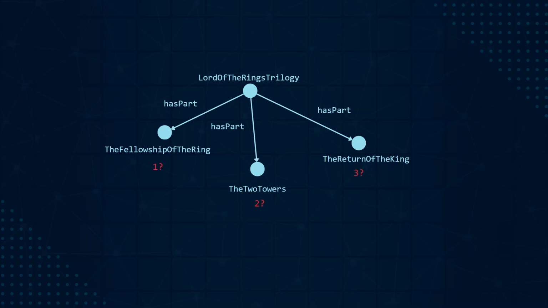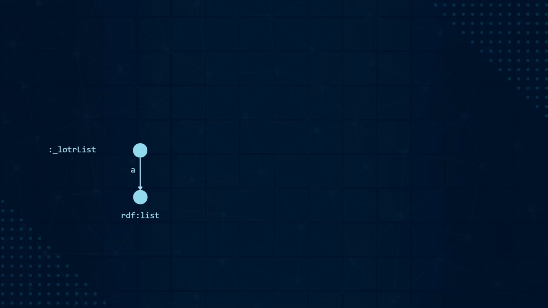But what about ordered sets? For example, how can I model that the Fellowship of the Ring is the first part of the Lord of the Rings trilogy? For this case, we use a special RDF vocabulary called RDF collection. Let's define that we have an ordered list called Lord of the Ring list, which could be classified as such through the type RDF list.